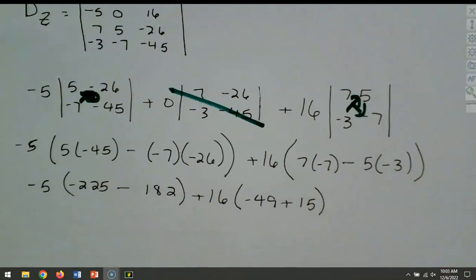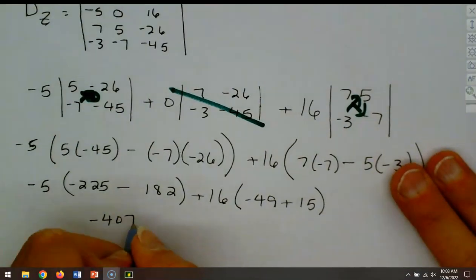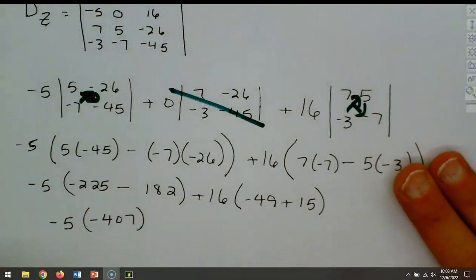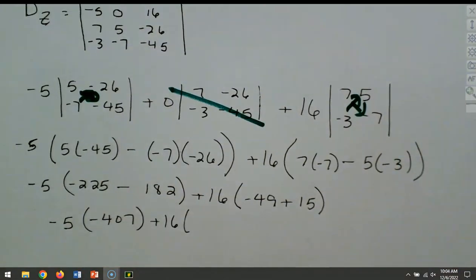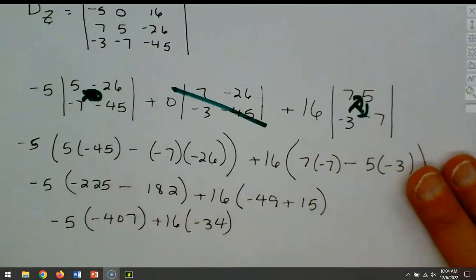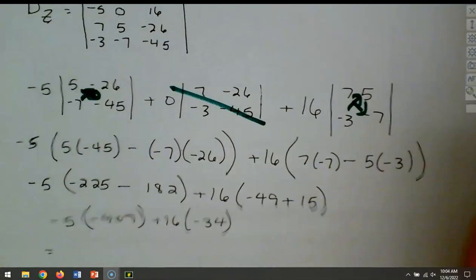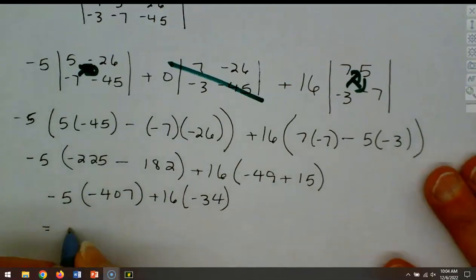So these go together, 225 plus 182. That's a minus 407 here. We've got a minus 5 out in front. And then we've got a 16. And we've got 15 minus that 49. That's a minus 34. Okay, let's hope we got it right here. Double negative makes it a positive. So 5 times 407 makes it a positive 2035.